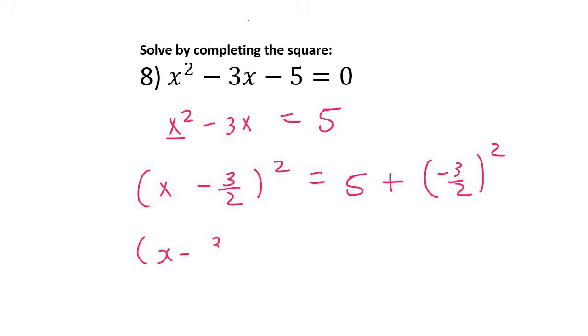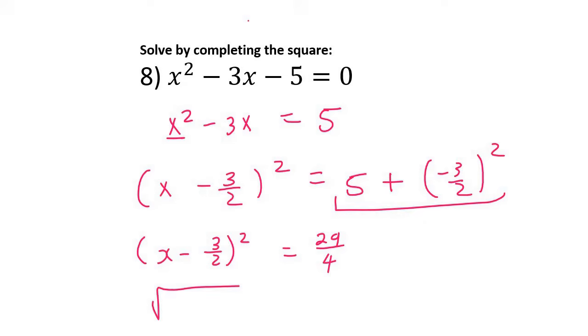I rewrite this part and then I type all of this on my calculator, which is 29 over 4. You can write it as a decimal if you want to. That's absolutely fine. And then what I do is I take a square root on both sides, because I know that a square root will help me to get rid of the square. Then on the right hand side I must say plus minus, like that.